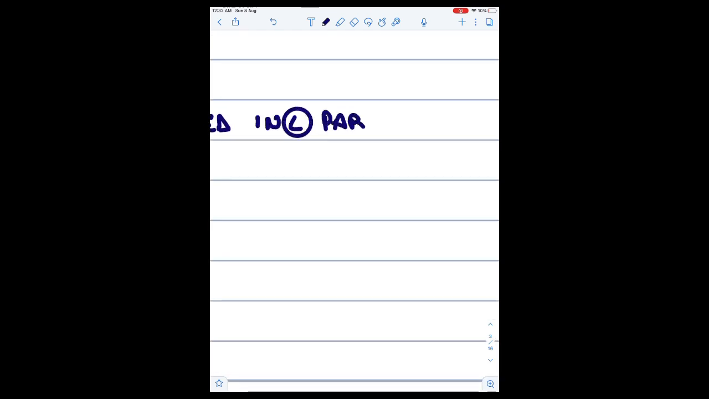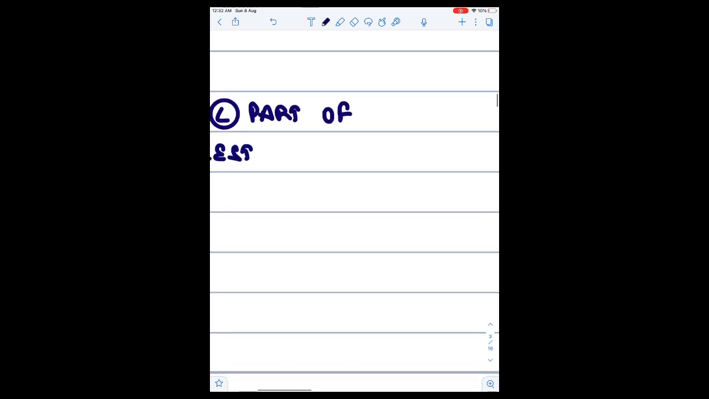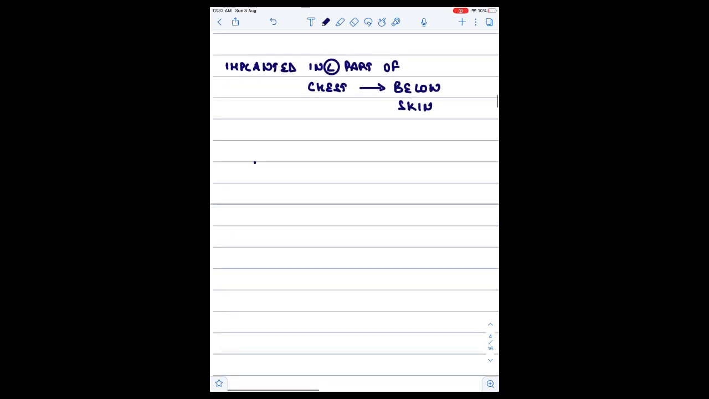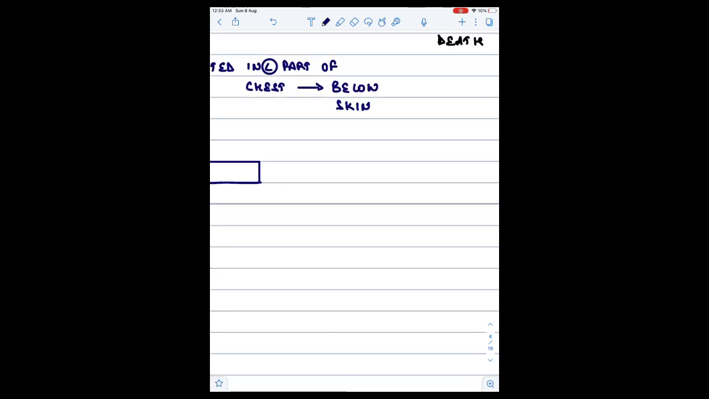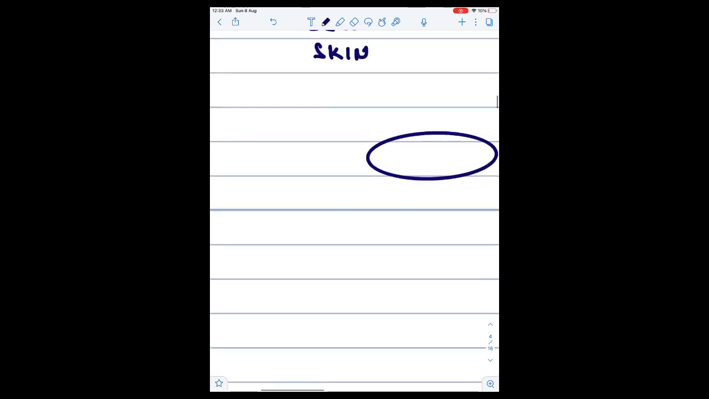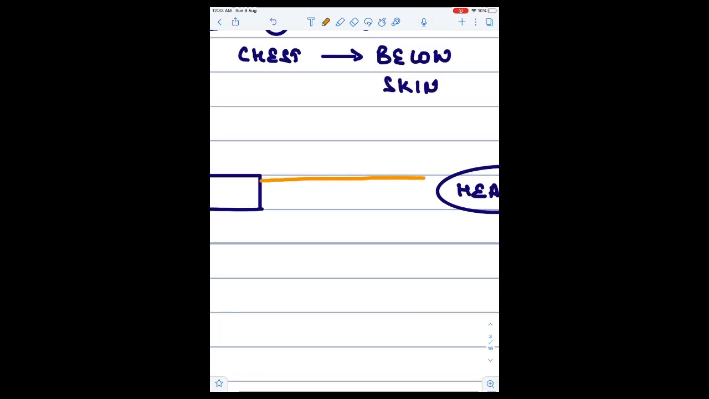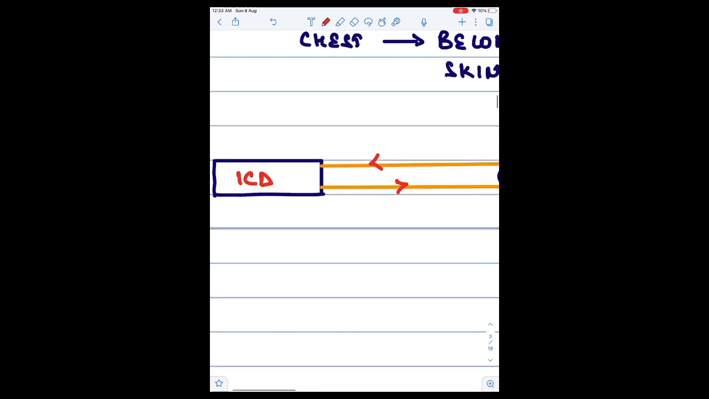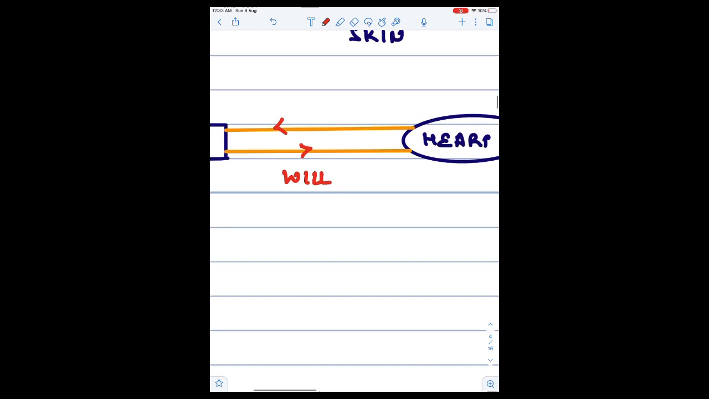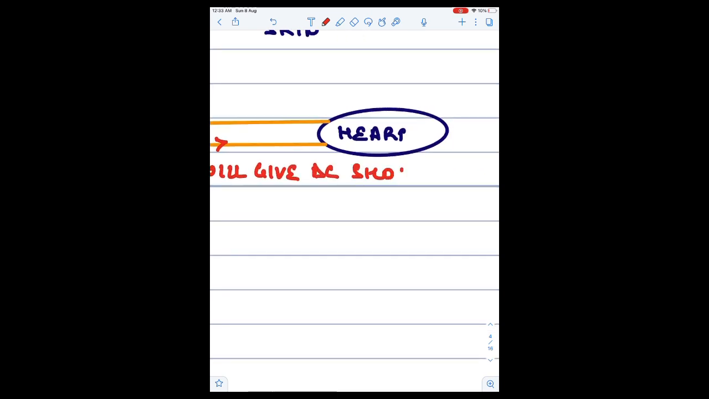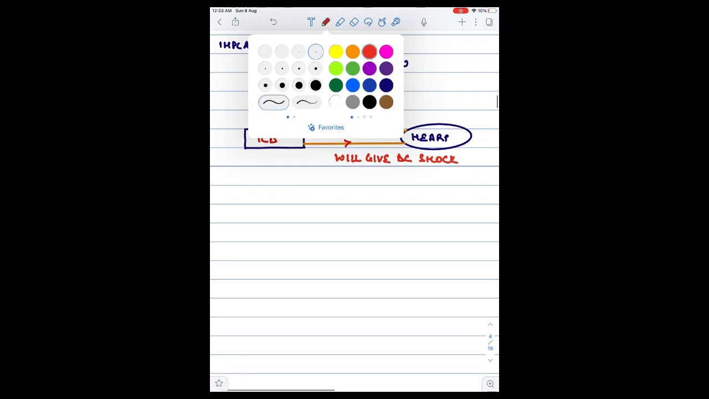This is an ICD. It is implanted in the left part of the chest, beneath the skin. And it will send impulse to the heart. First, it receives the impulse from the heart, then it gives shock to the heart. It gives DC shock rather.